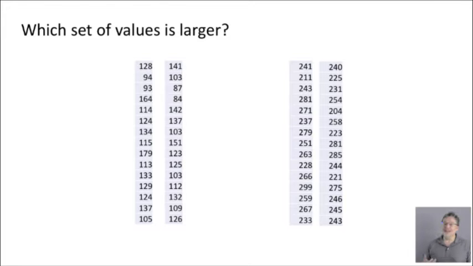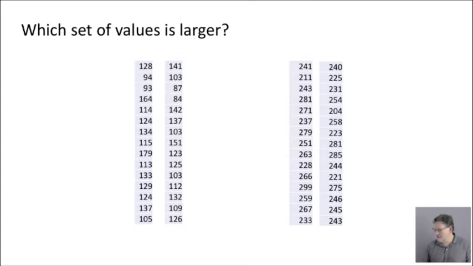And if you take a look at both of those sets of data there, perhaps it's pretty straightforward to be able to say that the heights that are shown in the right half are larger than the ones that are shown on the left side. The ones on the right seem to be consistently above 200, and the ones on the left seem to be consistently below 200. So in this case, it's pretty easy to see which set of values is larger.